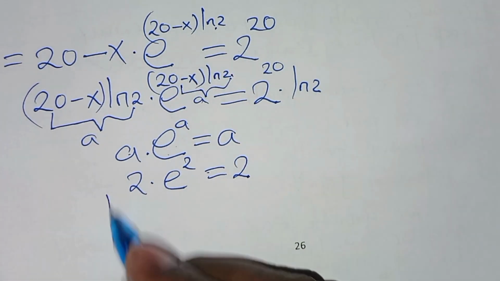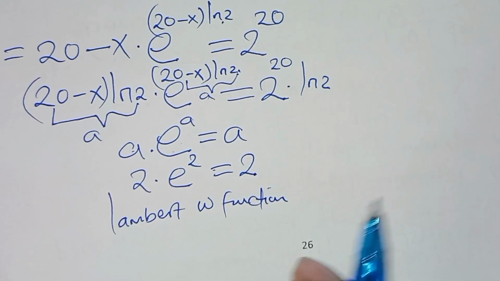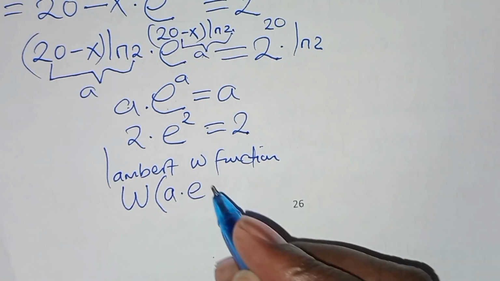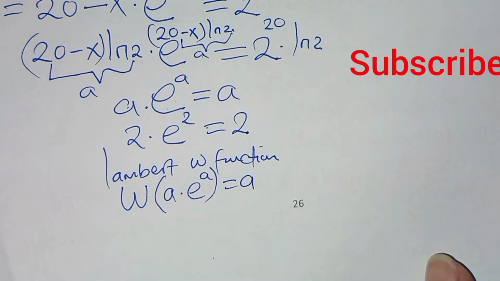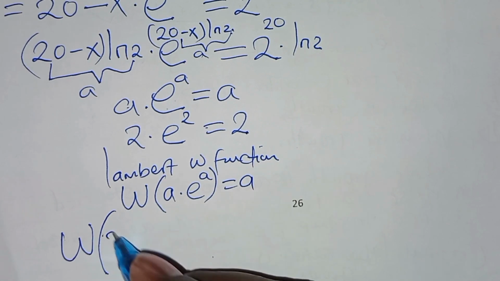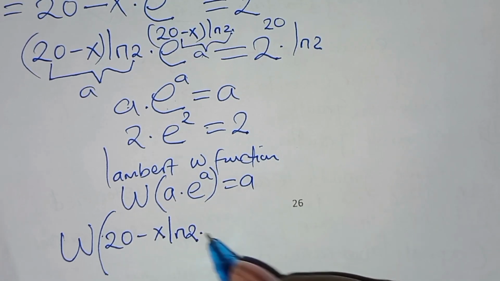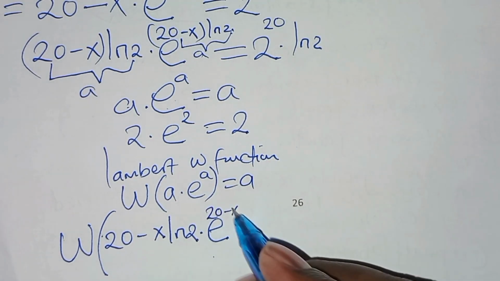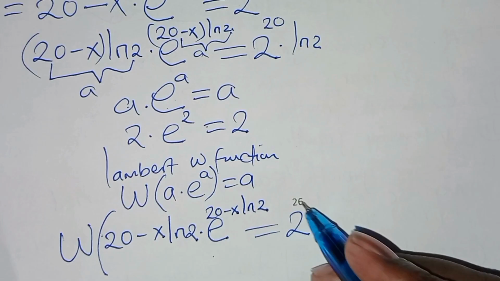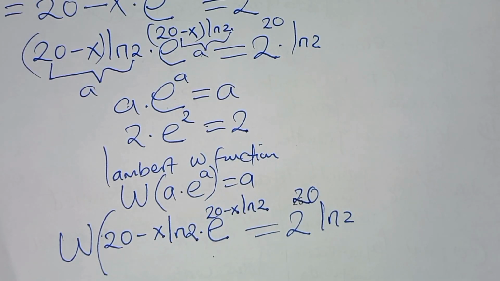So applying the Lambert W function, we have that the W function of a multiplied by e to the power of a is equal to a. So applying this property, we'll have the W function of 20 subtract x multiplied by natural log of 2 multiplied by e to the power of 20 minus x multiplied by natural log of 2. This is equal to 2 raised to the power 20 multiplied by natural log of 2.